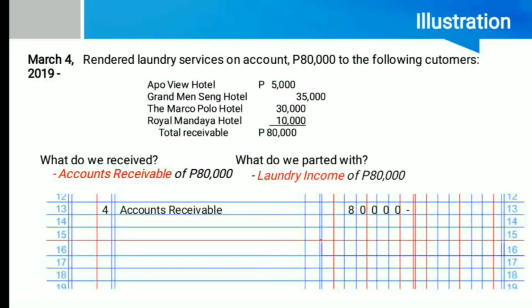So here in the general journal, we're going to record the laundry income of 80,000 pesos. So make sure to indent the laundry income from the accounts receivable. So this is to record laundry services on credit. So next transaction, on March 10, 2019, paid taxes and licenses due to government, 4,000 pesos.